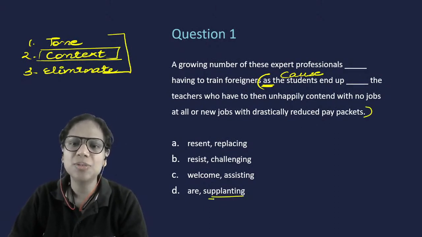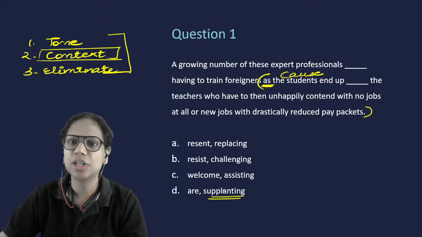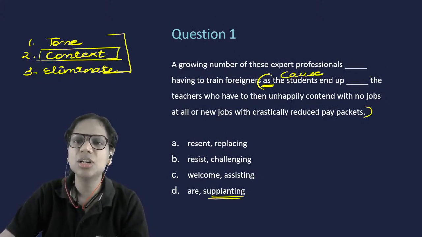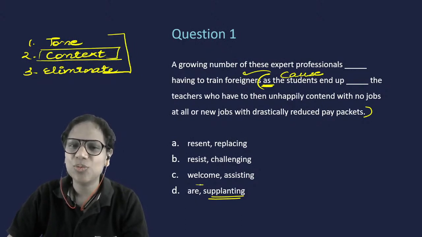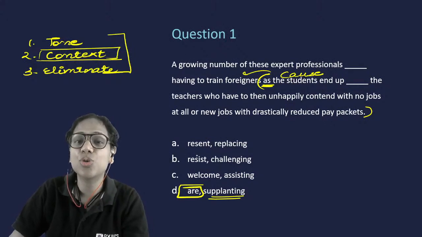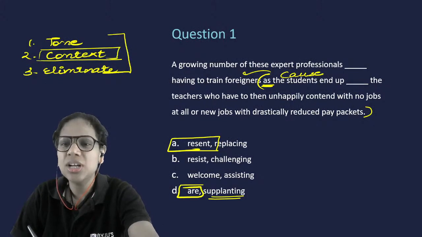If supplanting means replacing, I'm sure that's why you've said that D is the answer. So if these students end up replacing, if this is the cause, then what will be the effect of it? Will these expert professionals train foreigners? Will they have to compulsorily train foreigners? And even if they have to, won't they resent training foreigners? So A is the answer.